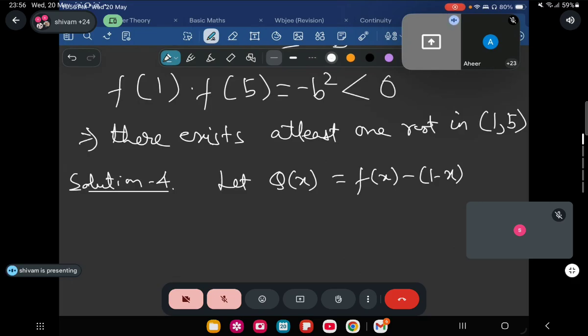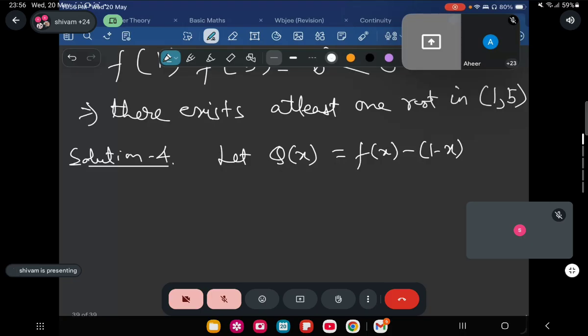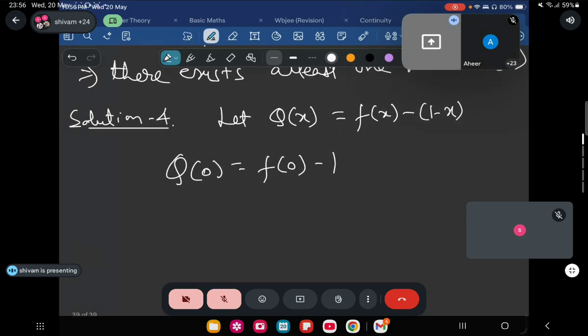Now, if I prove that q of 0 into q of 1 is less than 0, my problem is done. Right, everyone? So let us see what is q of 0. Q of 0 is equal to f of 0 minus 1. What is the range? F of 0 lies between 0 and 1 only, right? So 0, comma 1, minus 1 will lie between minus 1 and 0. Right? Yes or no?